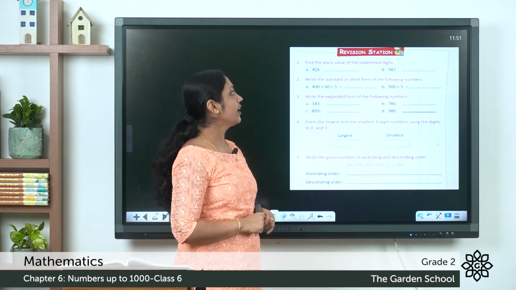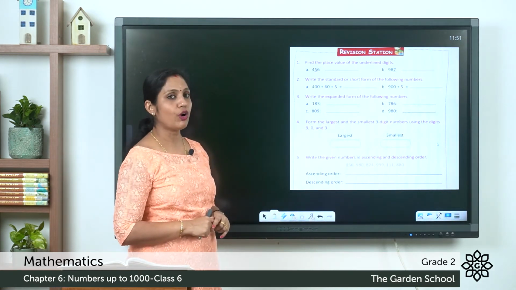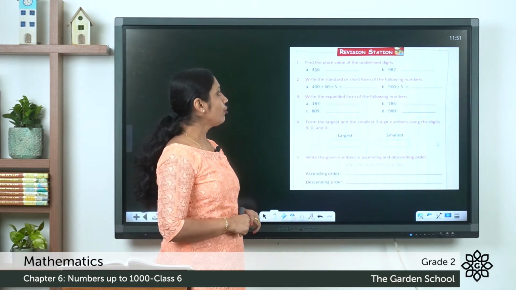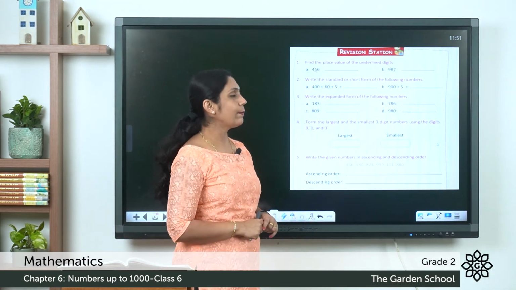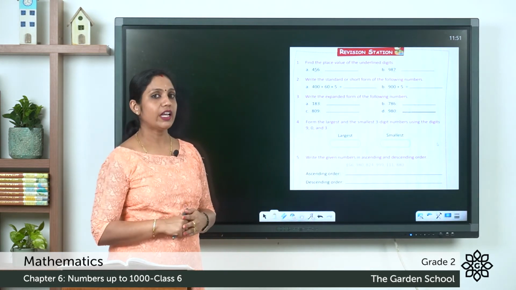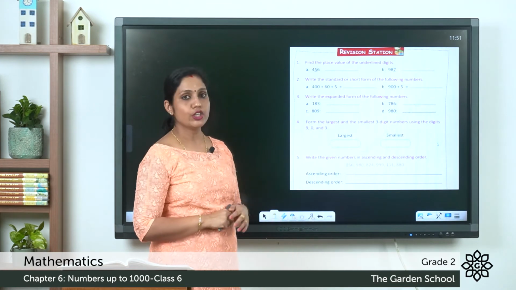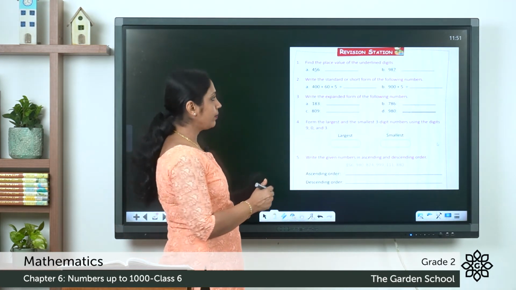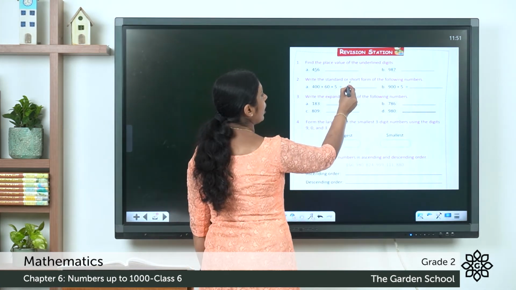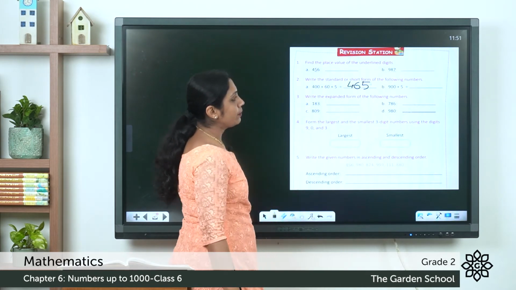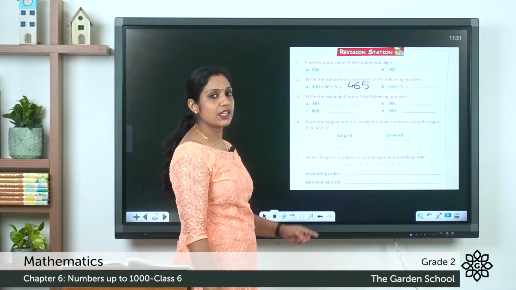Second question, write the standard or short form of the following numbers. A, 400 plus 60 plus 5. The number has been given in the expanded form. What we have to do? We have to write it in the short form. So the number 400 plus 60 plus 5 can be written in the short form 465.